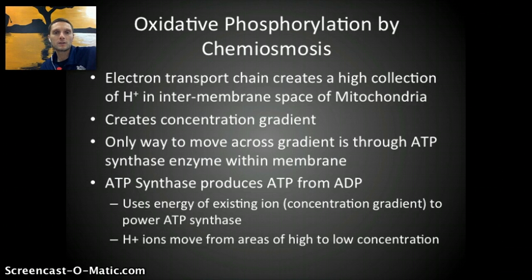And the only way for those hydrogen ions to be able to move from an area of high concentration to low concentration is to do so through the ATP synthase, which then turns as the hydrogen ions move through it and couples ADP with a phosphate to make ATP. So again, this whole process is producing ATP.